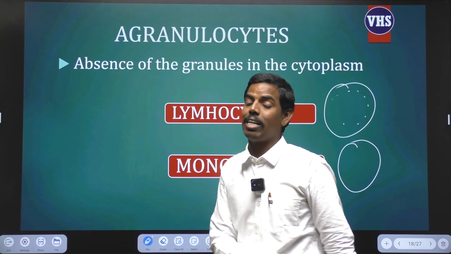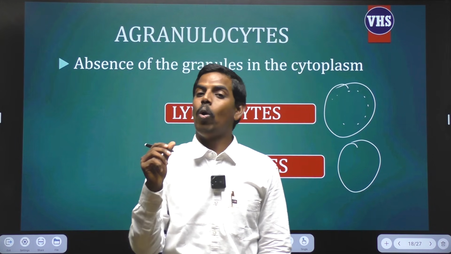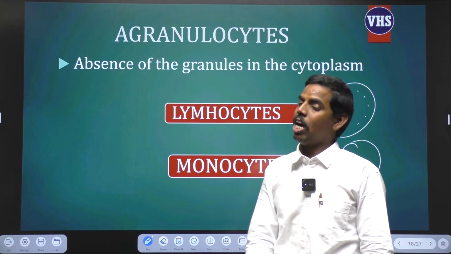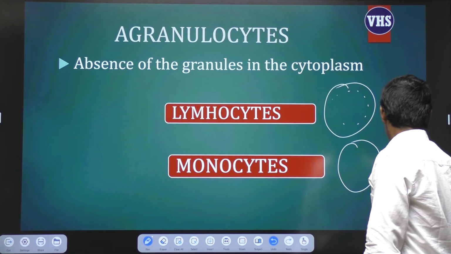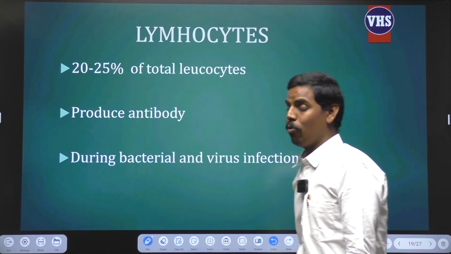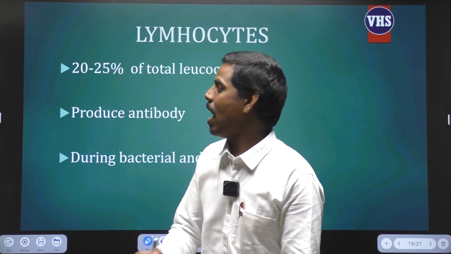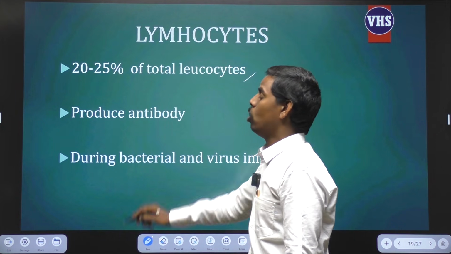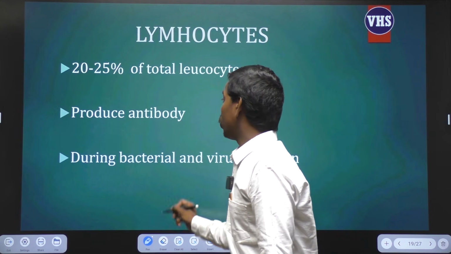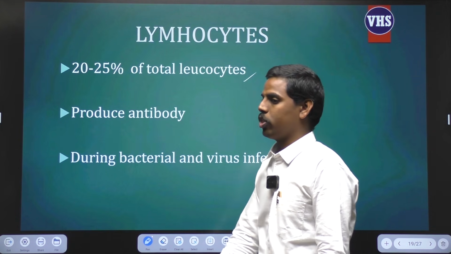Again, the agranulocyte is classified into two types. One is a lymphocyte, another one is a monocyte. Now, we are going to lymphocyte. Lymphocytes are 20 to 25% of leukocytes. So, it produces antibody during bacterial and virus infections.